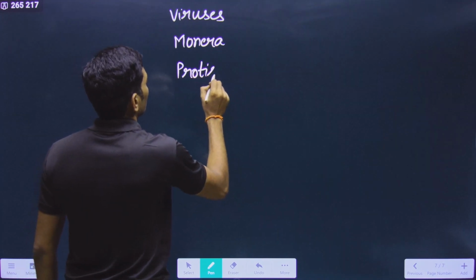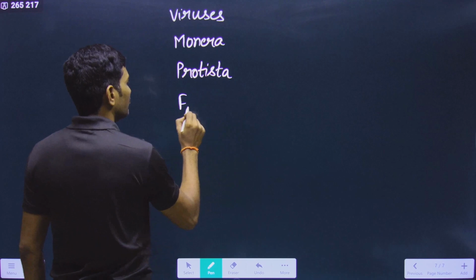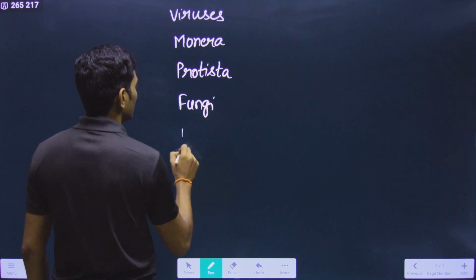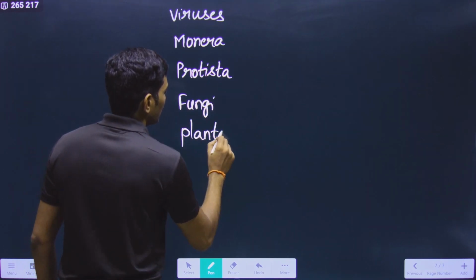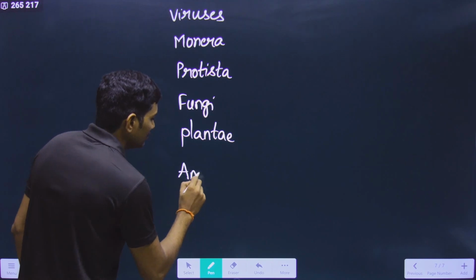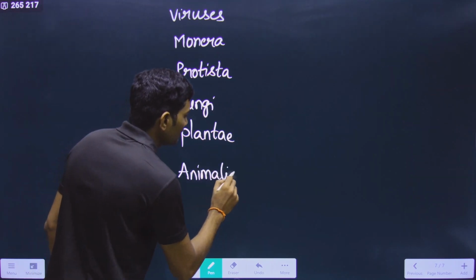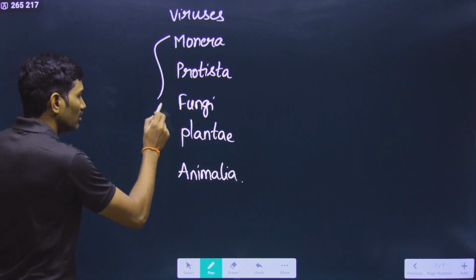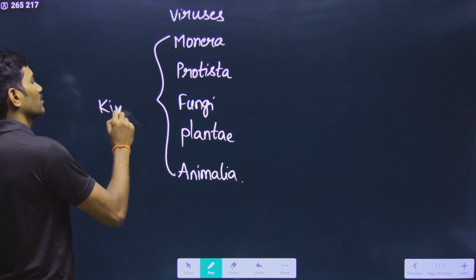Protista, kingdom Fungi, kingdom Plantae, and kingdom Animalia. Please remember, these five are kingdoms.